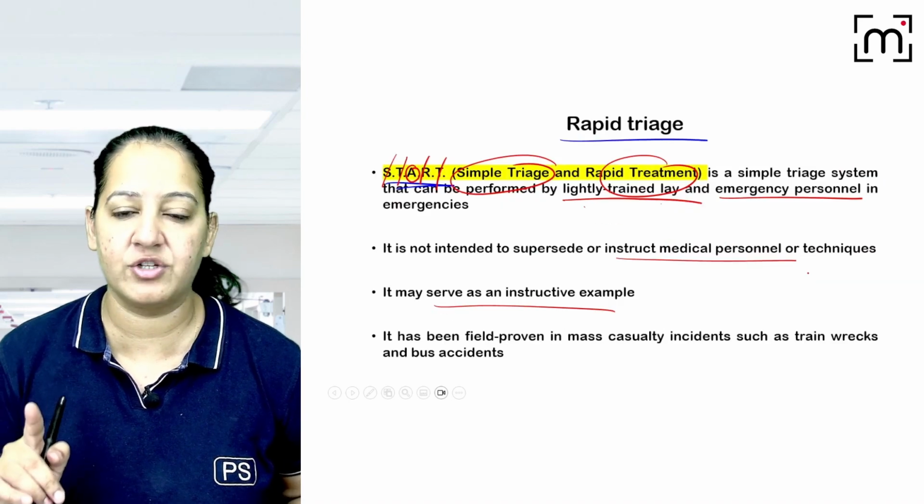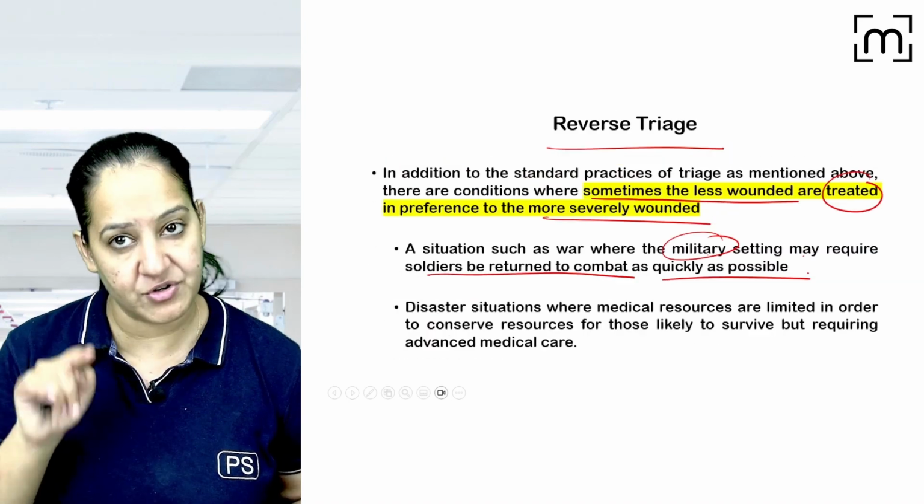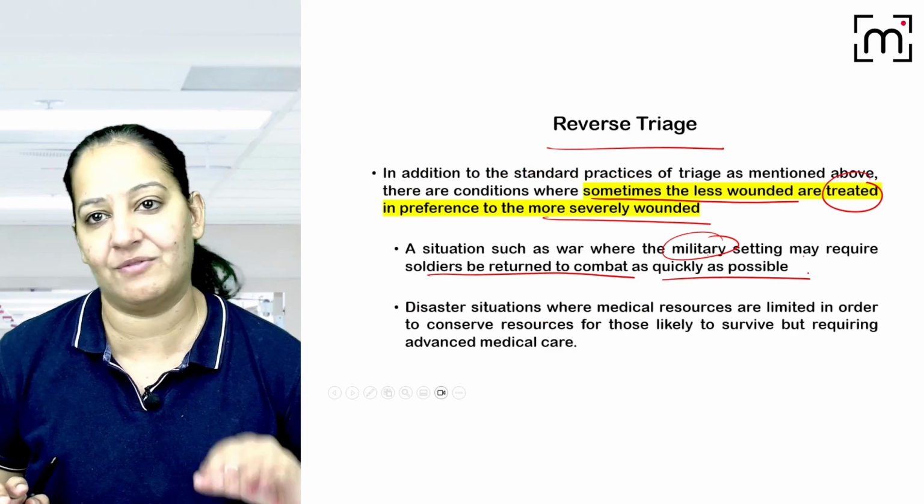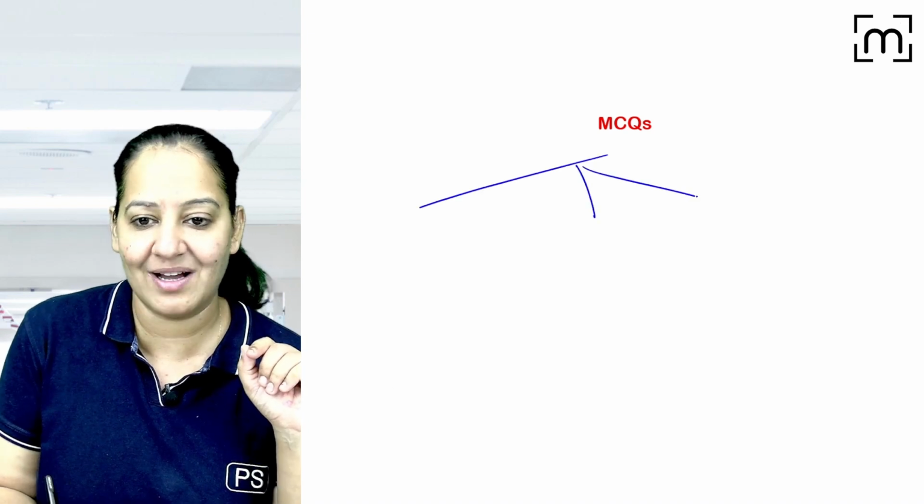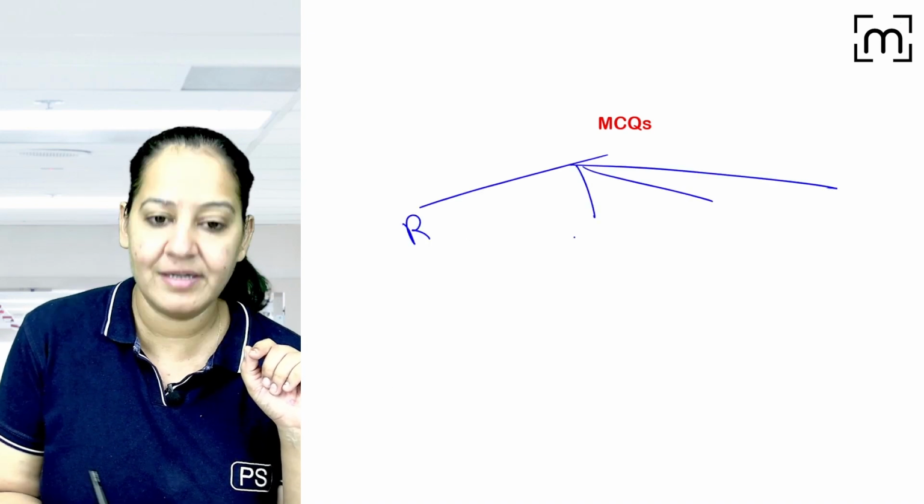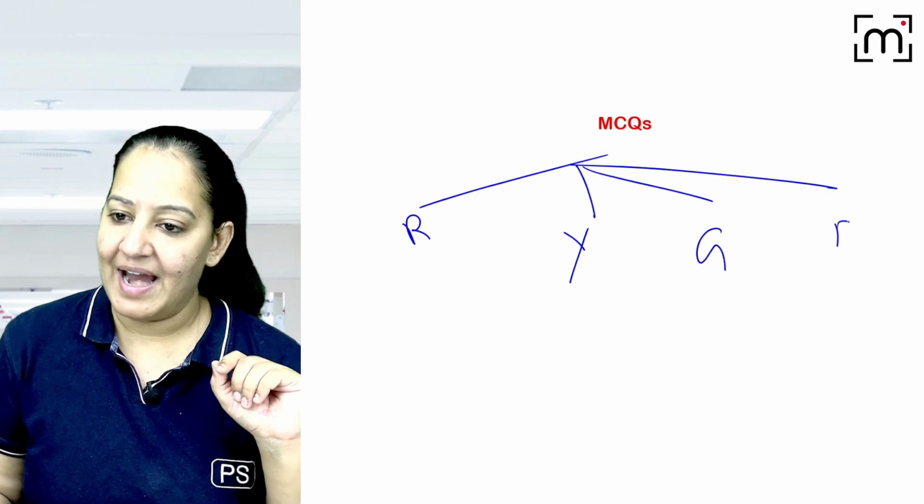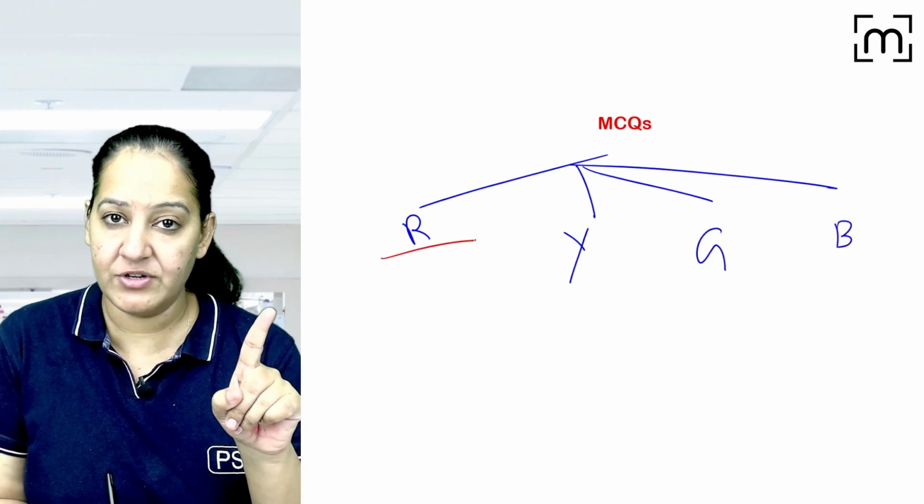So that is reverse triage. So you can get a question on the simple triage, rapid triage, reverse triage, learn the types of the triage. So we are done. I guess you understand the 4 categories, the color coding of the triage: red, yellow, green and the black. The red one is the highest priority.